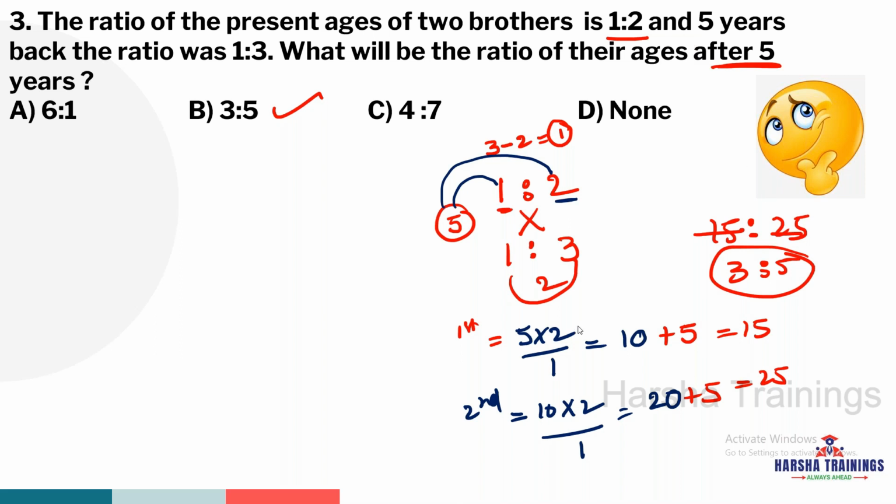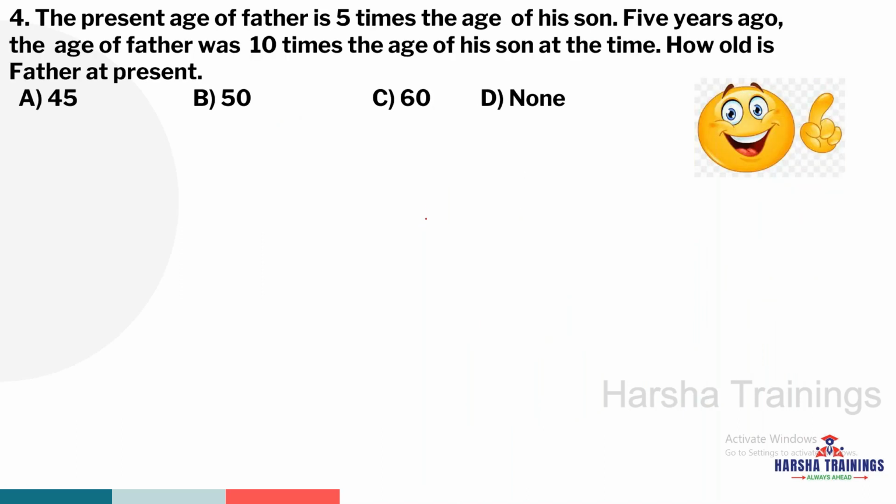Okay, so then move on to the next question, guys. The present age of father is 5 times the age of his son. 5 years ago, the age of father was 10 times the age of his son at that time. How old is father at present? Okay, look at the screen, guys. I think it's a very easy problem. No need for pen and paper.